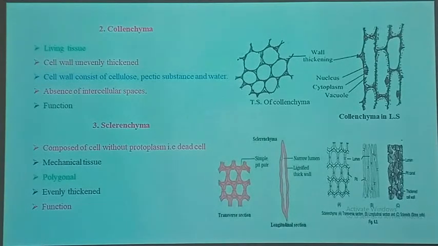Now, third is sclerenchyma. It is a dead simple permanent tissue. During the differentiation process, the cell gradually loses the cytoplasm, and therefore there is secondary wall thickening. This secondary wall thickening is mainly due to lignin, and therefore the cell wall is thick. It exists in two forms, that is sclereids and fibers, also called stone cells. The function of sclerenchyma cells is to give mechanical support and rigidity to the plant body.